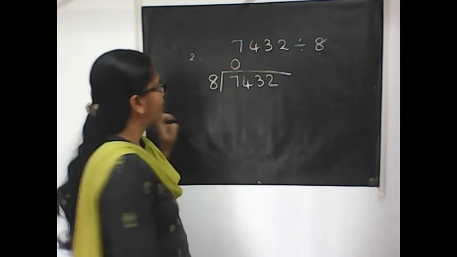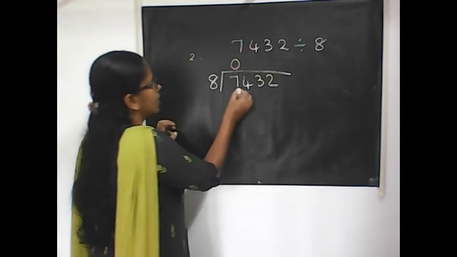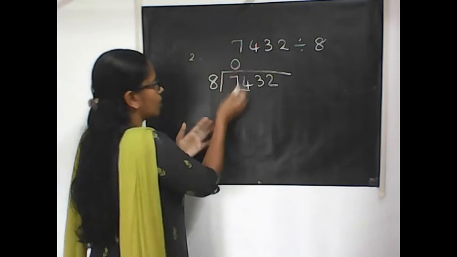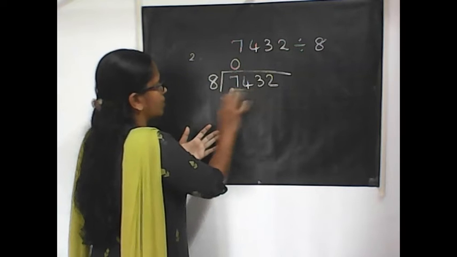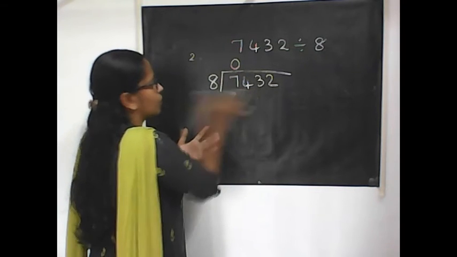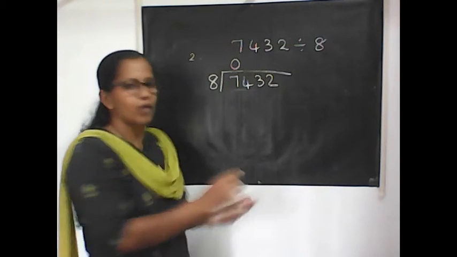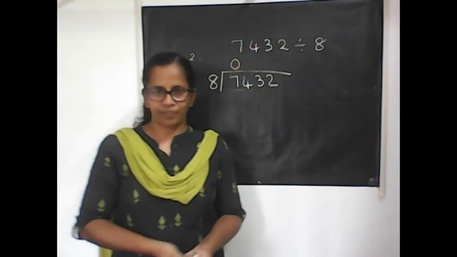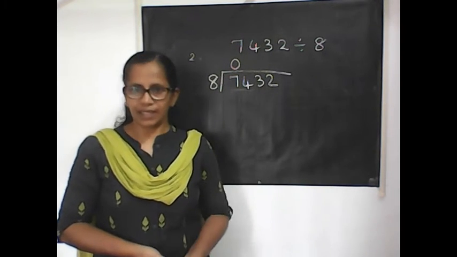Okay. Then what will you consider? Consider the next number. Here there is no need of bringing down. After putting 0, just consider the next number together. Now it became 74. Now you have 74 toffees. From 74, we are going to take 8 at a time. So how many times can you take it? For that, say the table of 8 again.